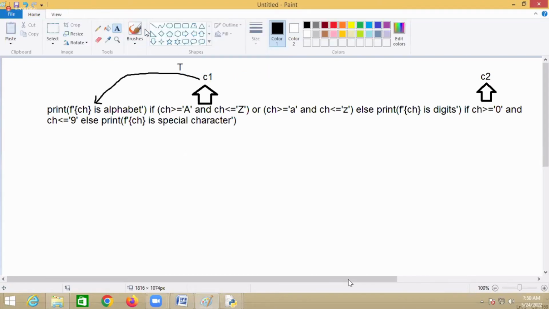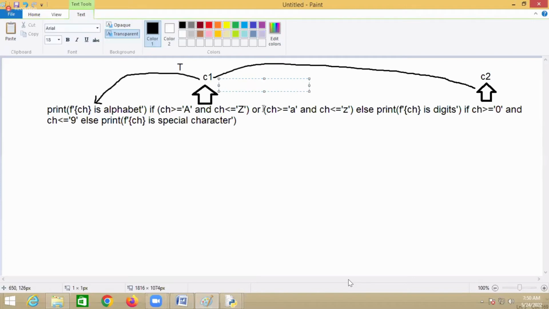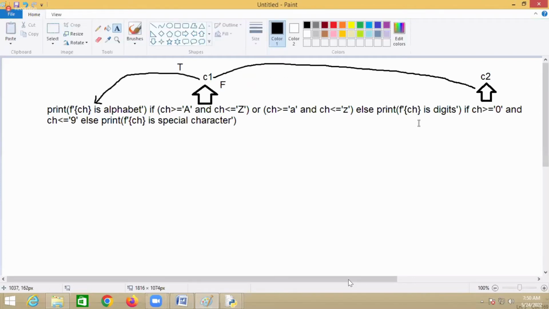Suppose this condition is false, then what will it check? It will check the second condition. What is the second condition? Character is greater than or equal to 0 and character is less than or equal to 9.